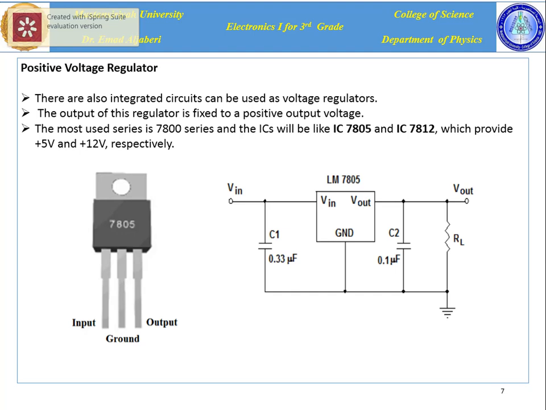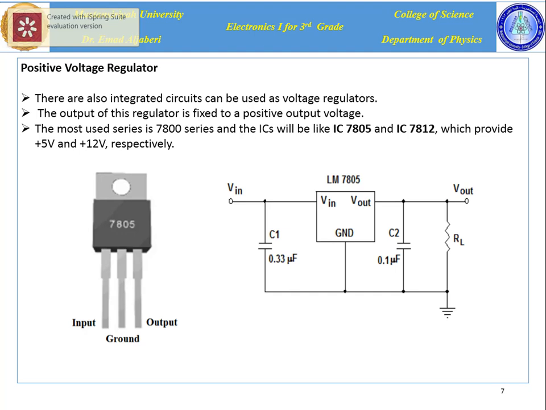Positive voltage regulator. Nowadays, there are many types of IC chip can be used as regulators. The family is referred to by 7800. 78, this prefix means positive regulator, and the number after 78 refers to the voltage. For example, 7805, that means the output will be 5 volt, and 7812, that the output will be 12 volt.